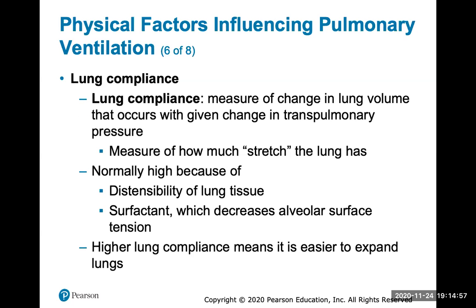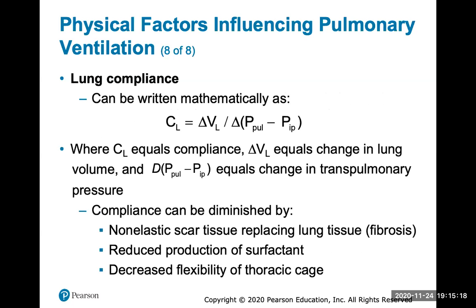Lung compliance is a measure of change in lung volume that occurs with a given change in transpulmonary pressure. It's normally high because of the distensibility of lung tissue and also surfactant, which decreases alveolar surface tension. Higher lung compliance means it is easier to expand the lungs. You don't need to know how it can be written mathematically.